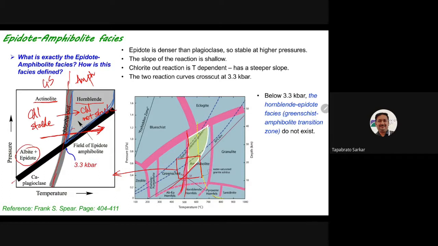This entire region is the same as this shaded region. So this is the region. The shaded region is actually the epidote amphibolite facies.